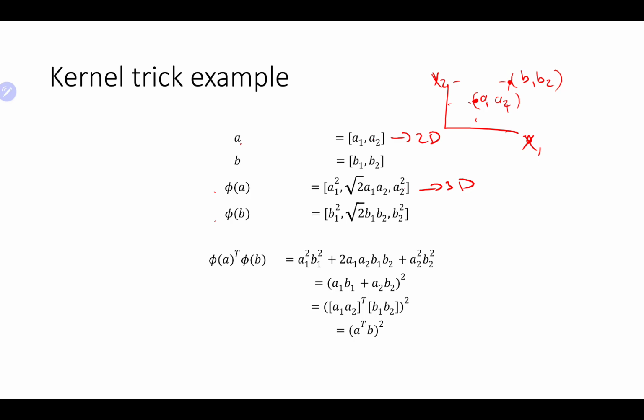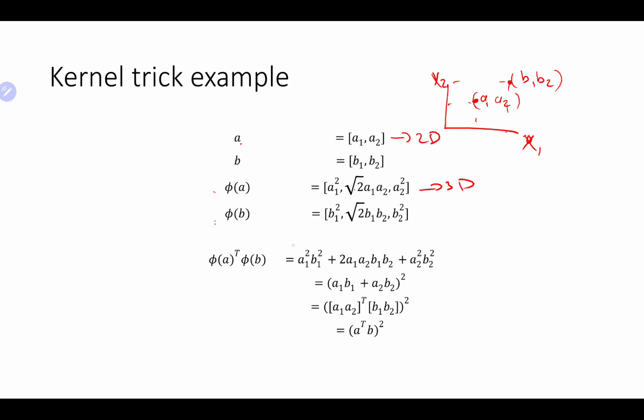So if we now multiply these 2 points, what we get is a1 squared times b1 squared plus 2, square root of 2 times square root of 2 becomes 2. So 2 times a1, a2, b1, b2, they are all multiplied, and then a2 squared and b2 squared. When I say multiply, it's a dot multiplication there.